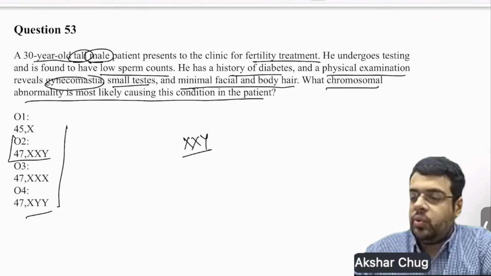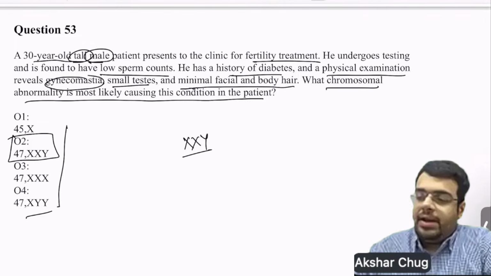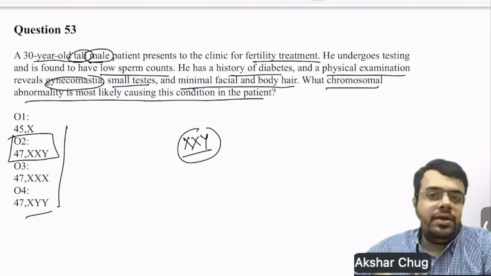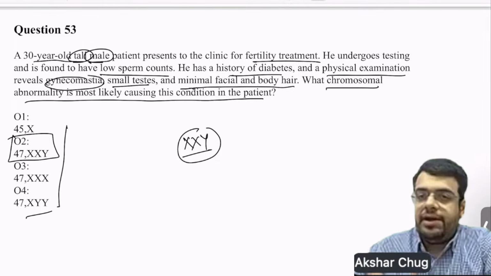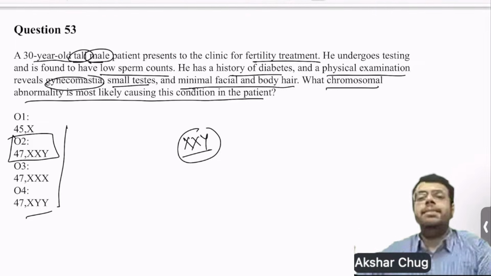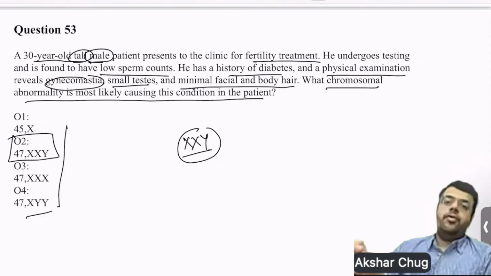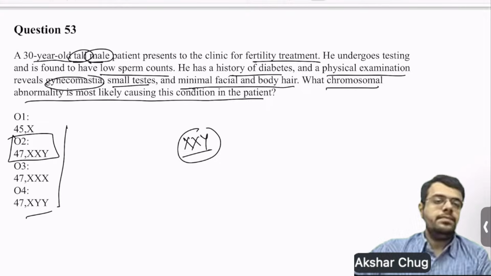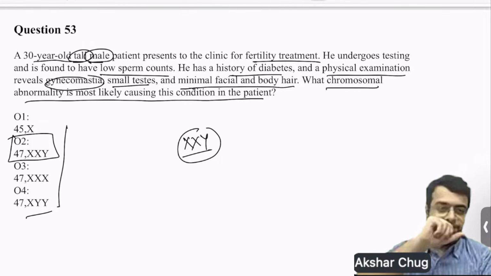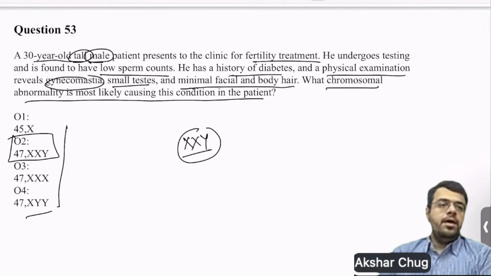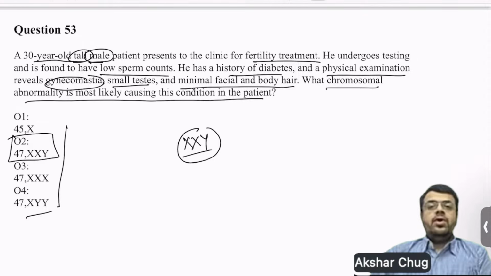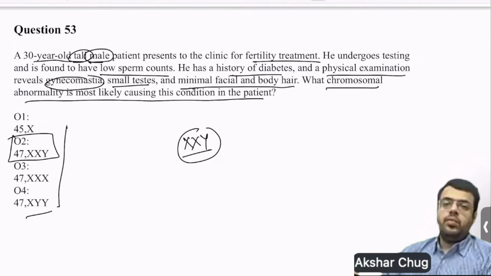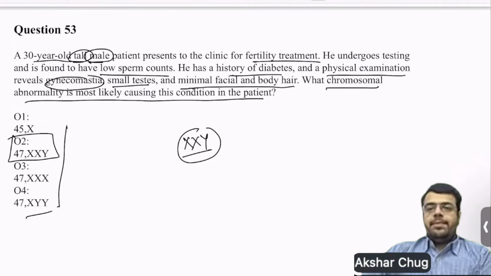Option 2 is correct. So can anybody tell me how many Barr bodies we will see in a patient of Klinefelter's? Basically, Barr bodies are the lyonized form of X chromosomes which are inactivated. So the concept of the Barr body is that if there are two X chromosomes, one will be lyonized, so that will be visible as the Barr body.